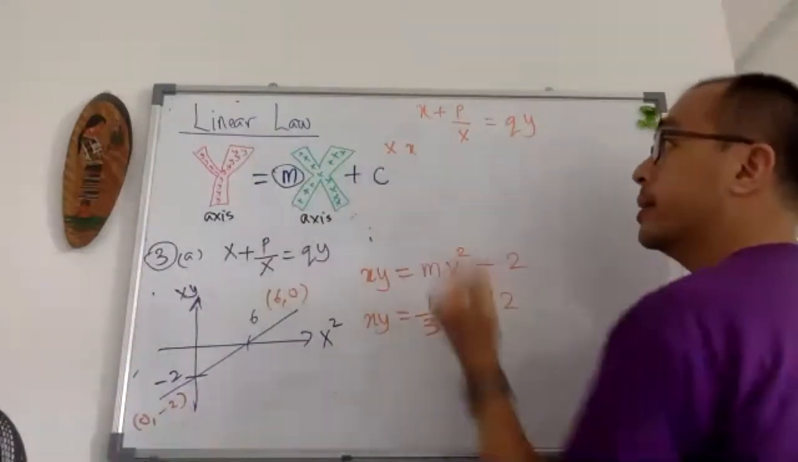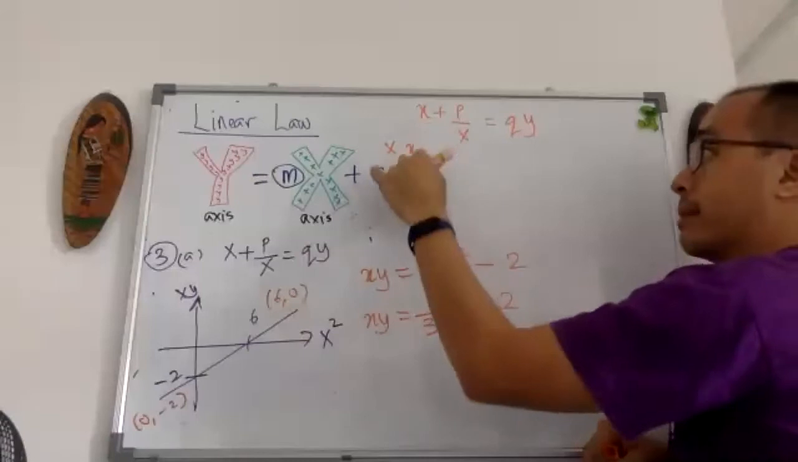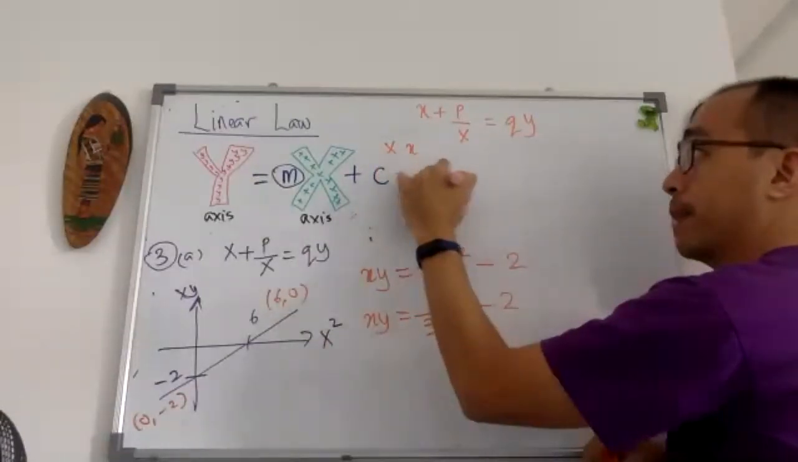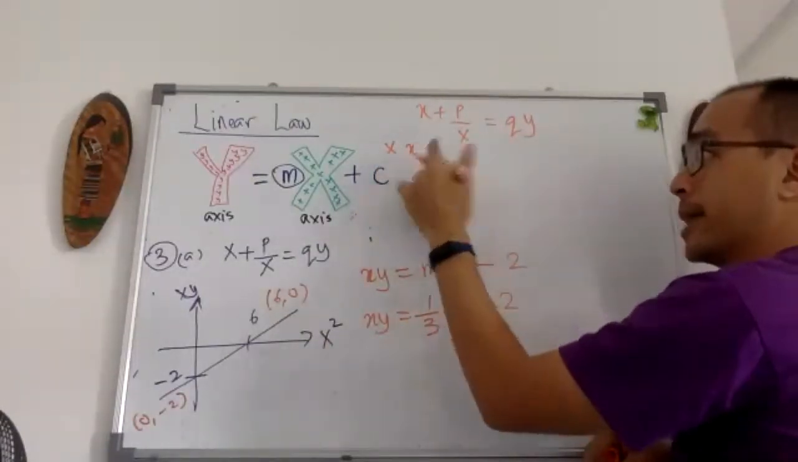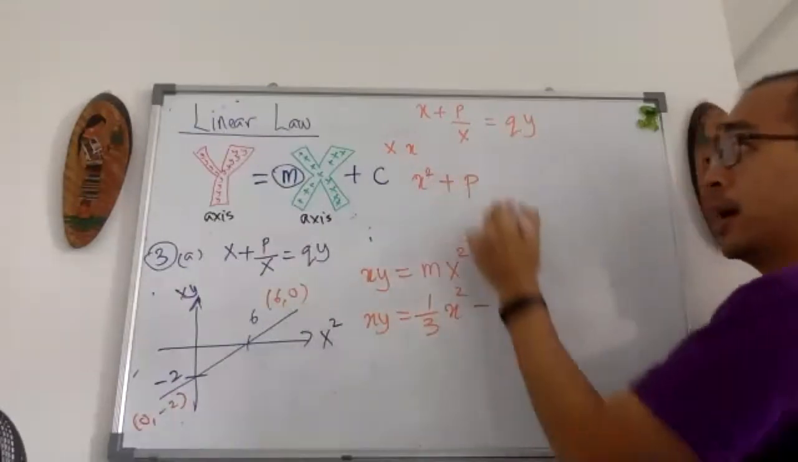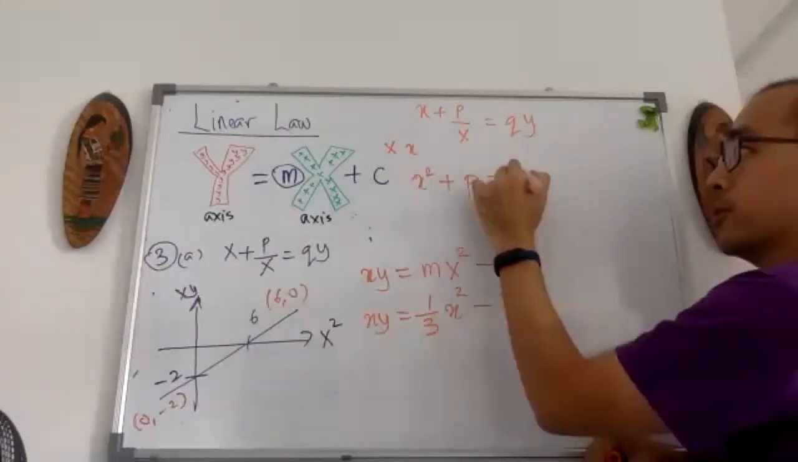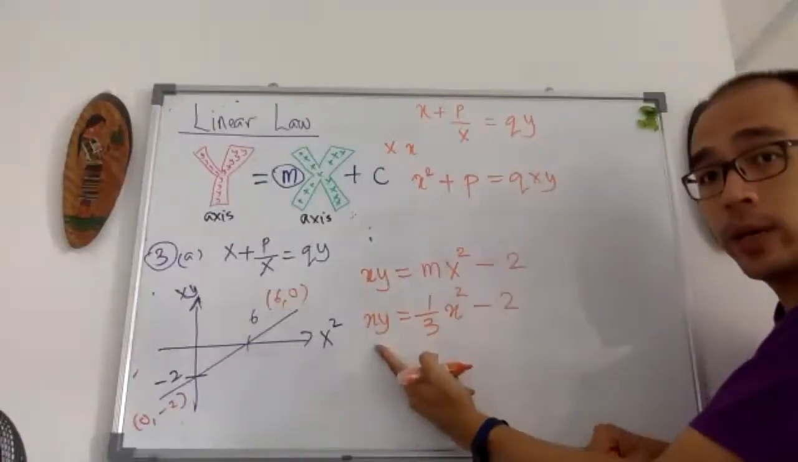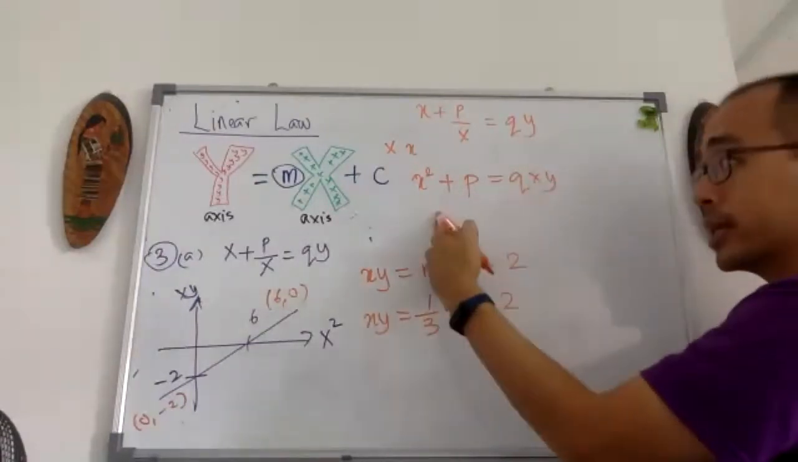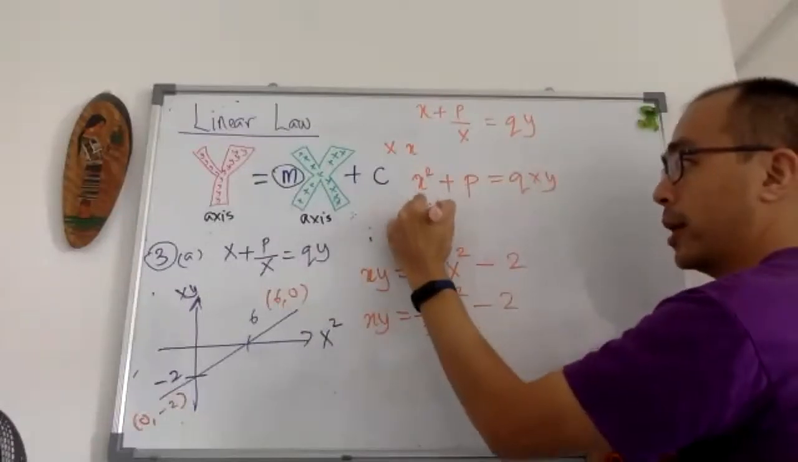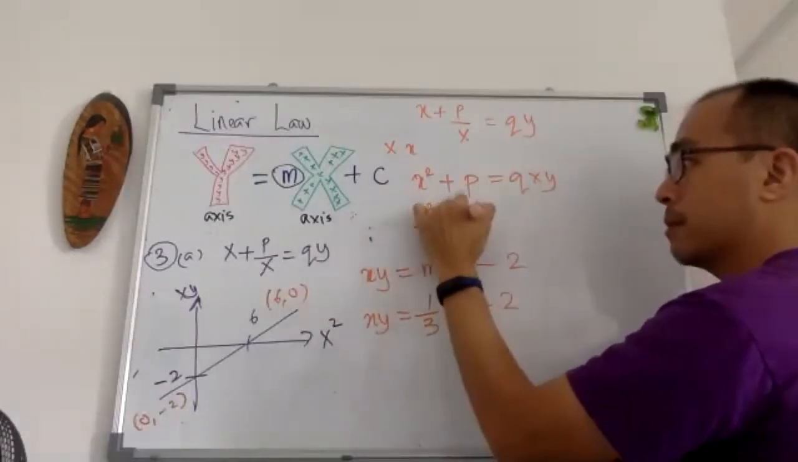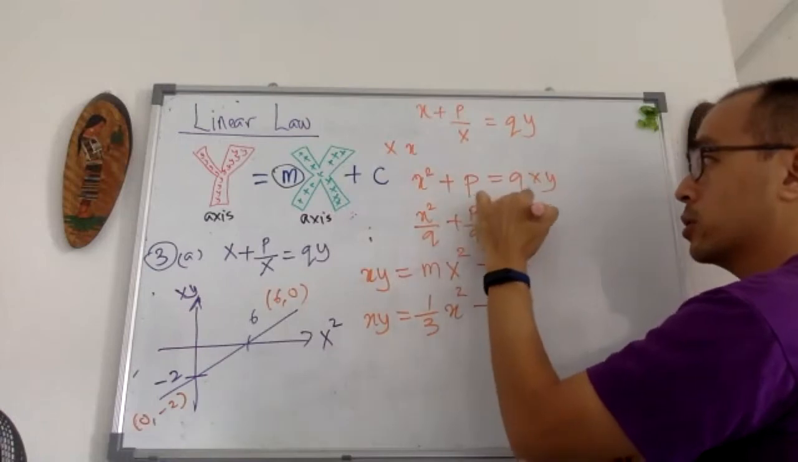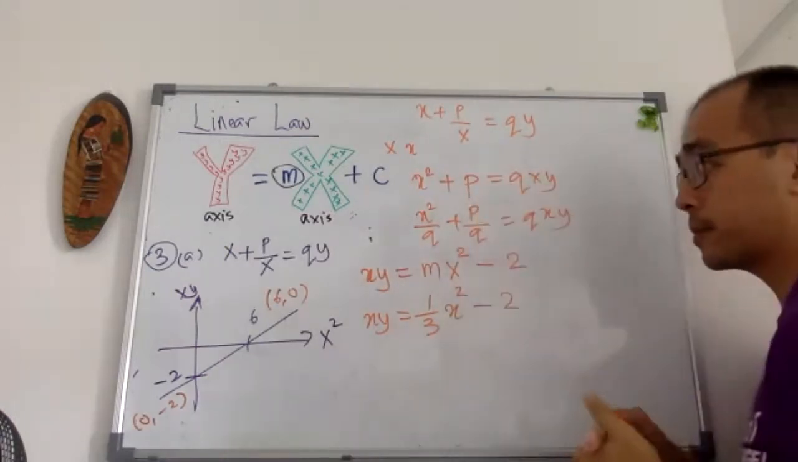Darab semua dengan x. So x times x will be x squared, plus p over x times x will just give me p, and qy times x will be qxy. Okay, I'm almost there. I have the xy and the xy over here. I bring the q down, I'll get x squared over q plus p over q equals to qxy.